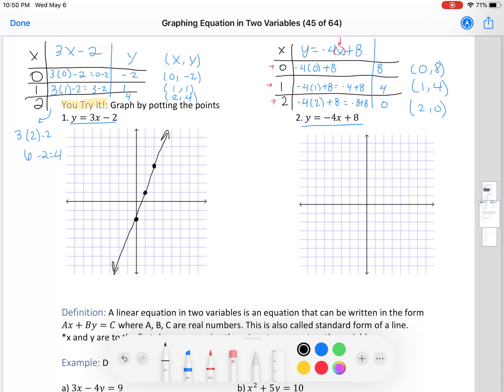Let's go ahead and plot them. So I have 0, up 8, right there, 1, up 4, and (2, 0). So these points create our line. And there we go. We have graphed by plotting points.